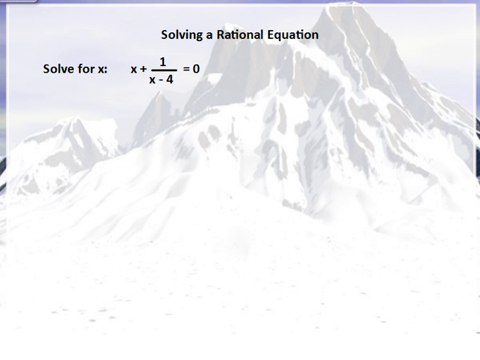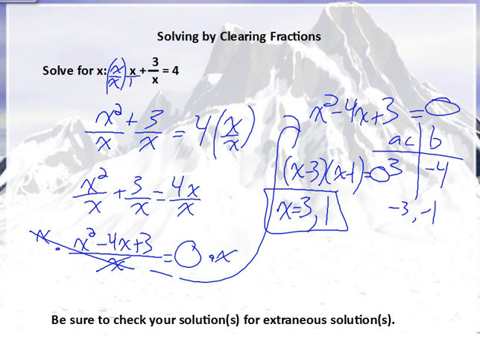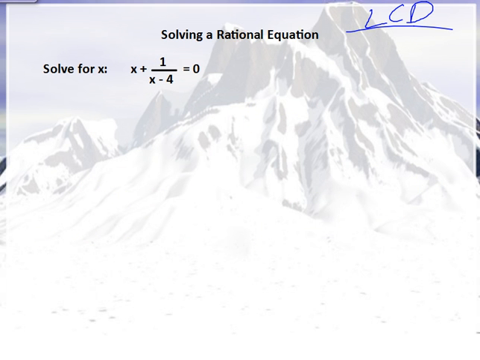Ultimately, what I'm doing with this first step is just finding my least common denominator. So I want to find an LCD. The one before here, my LCD was x. Basically, all I did was multiply the entire thing by x. So here, over here I have 1, here I have 1. So clearly my least common denominator is going to be x minus 4.